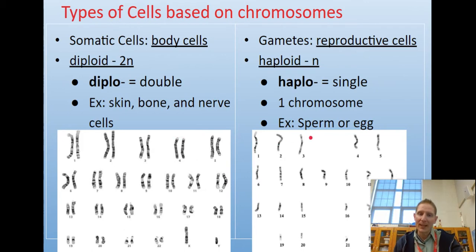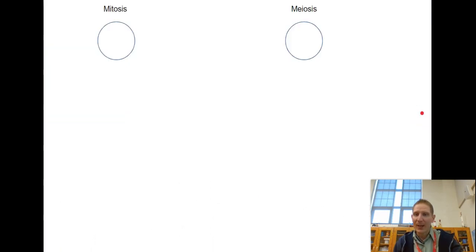Now, a gamete is a reproduction cell, so it's like a sperm or an egg. Those cells do not have a full set, they only have a half set of DNA, so we would call them haploid, okay? So in terms of how we make each of these cells, mitosis is used to make somatic cells, and meiosis is used to make gametes. Let's kind of roll through the situation together, okay?